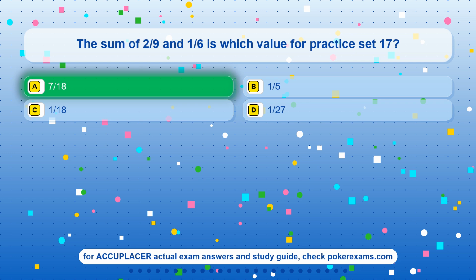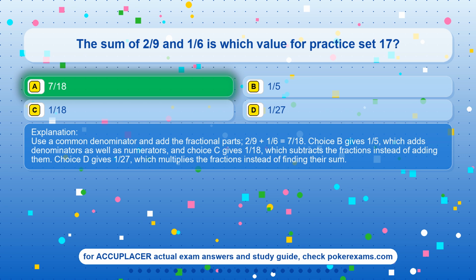The correct answer is option A, 7/18. Use a common denominator and add the fractional parts. 2/9 plus 1/6 equals 7/18. Choice B gives 1/5, which adds denominators as well as numerators, and choice C gives 1/18, which subtracts the fractions instead of adding them. Choice D gives 1/27, which multiplies the fractions instead of finding their sum.